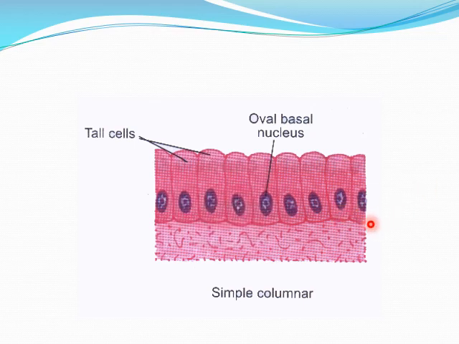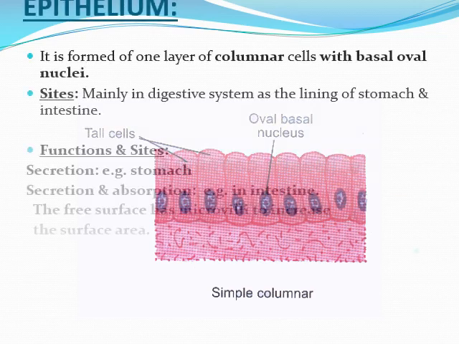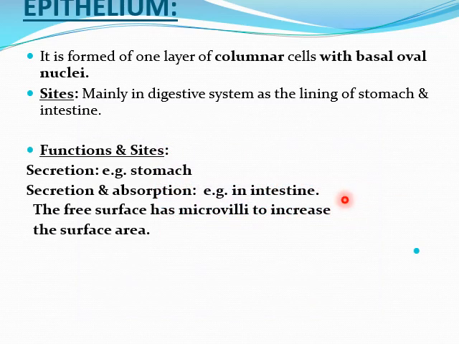Simple columnar epithelium is formed of one layer of columnar cells, tall cells with basal oval nuclei. Remember two words, secretion and absorption. It is present in the intestine and in the stomach. Dear student, in the intestine for the absorption, it contains apical microvilli to increase its surface area.